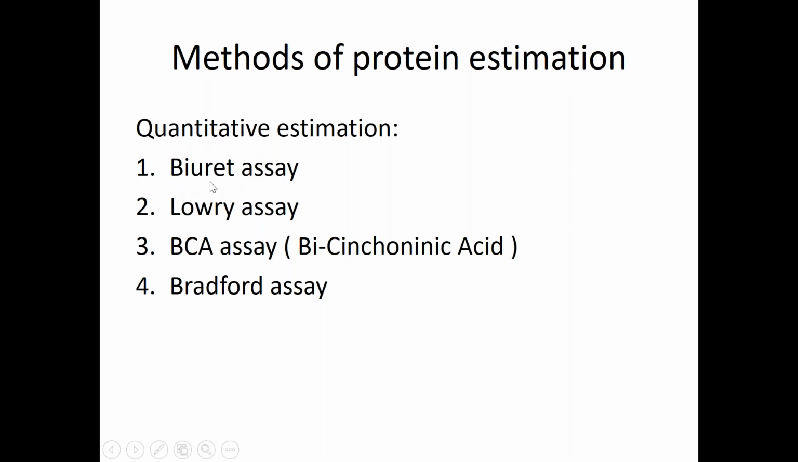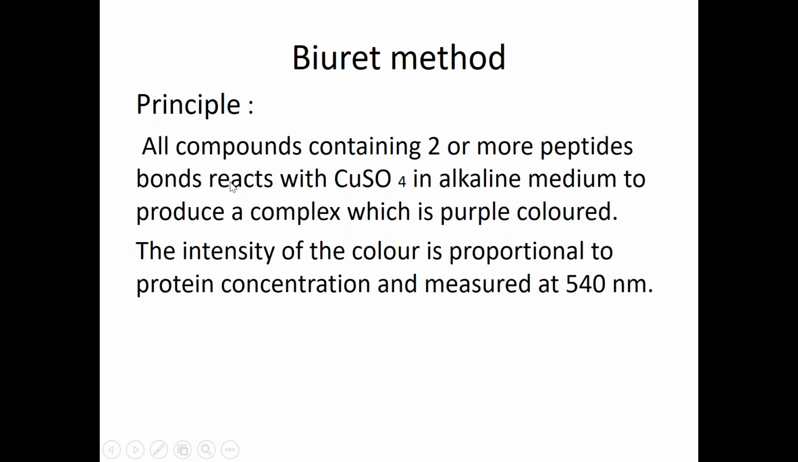And we'll be doing the practical by using this biuret method for the estimation of protein. So in every experiment, you should know the principle of every method. The principle of the biuret method is that all compounds containing two or more peptide bonds react with copper sulfate in alkaline medium to give a complex. This is purple in color.